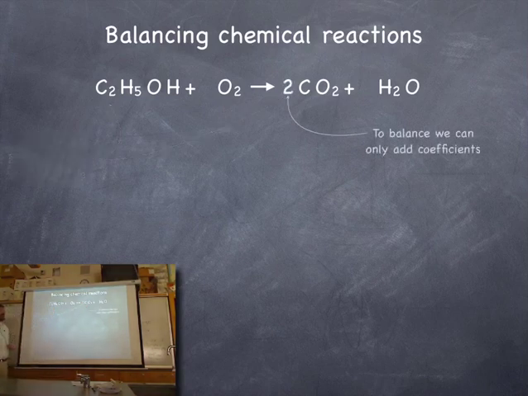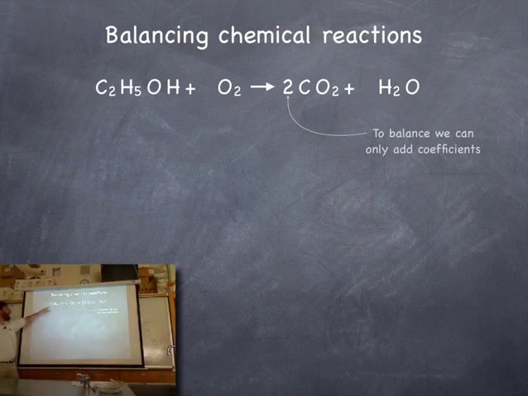I have to balance it by adding coefficients. What this says is that I have 2 carbon dioxide molecules. They're separate. They're not bonded together. They're 2 separate carbon dioxide molecules. Each one has 1 carbon in it, so altogether there are 2 carbons. 2 carbons on the left, 2 carbons on the right. Carbons are balanced. Other stuff is not yet balanced.